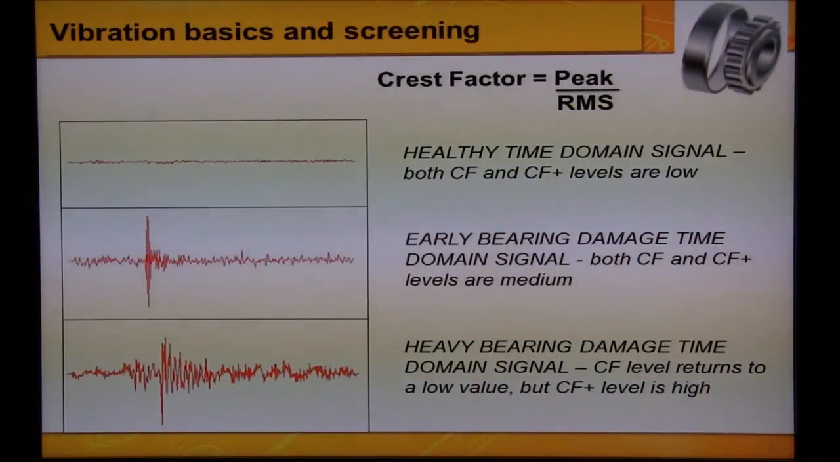However, a problem occurs as the bearing damage worsens. The significant bearing damage causes the RMS value of the time domain signal to increase significantly. See the plot at the bottom. The noise floor is growing as high as the spikes. Since RMS is in the denominator of the Crest Factor ratio, this actually causes the Crest Factor value to decrease. The analyst would see the low Crest Factor and could not be certain whether the bearing was healthy or near failure.